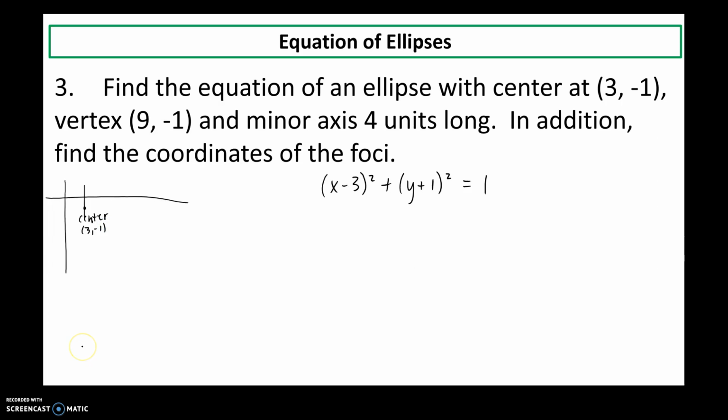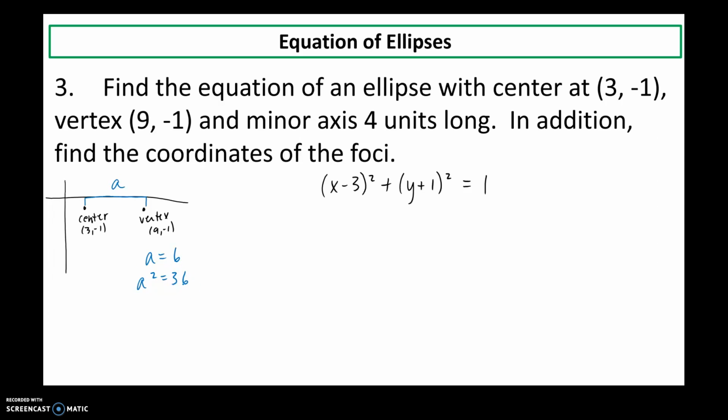Now the other vertex is at (9, negative 1). Center to vertex always gives you the value of a. So if I started at x equal to 3 and I end at x equal to 9, my value of a would be 6 units. So that tells me a squared is equal to 36.